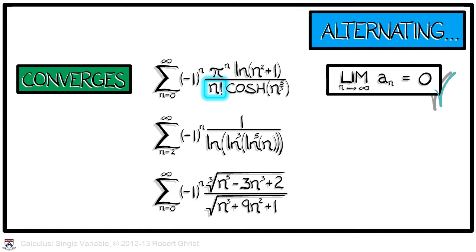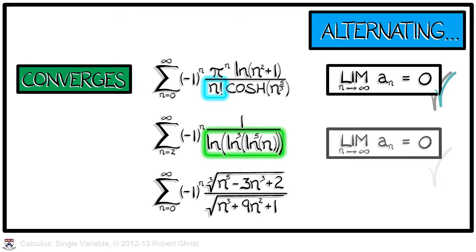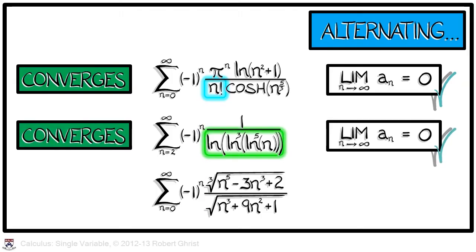No other work necessary. Likewise, in the second series, the sum of -1 to the n of 1 over log of log cubed of log to the 5th of n. This one also has terms that are going to 0, obviously. Hence, it converges without further work.